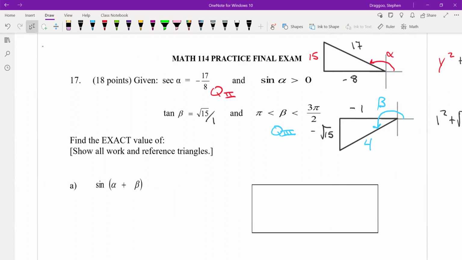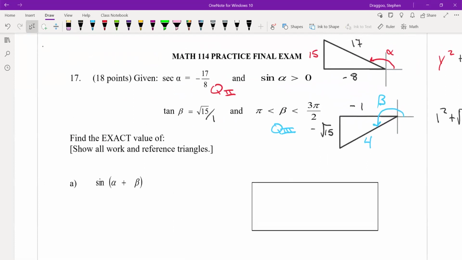All right, then we need to go to the first thing that we want to solve. Sine of alpha plus beta. If we just check our formula sheet for the sine sum formula, we'll see this is sine alpha times cosine beta plus sine beta times cosine alpha. Where we'll grab those two angles from the red and these two angles from the blue.